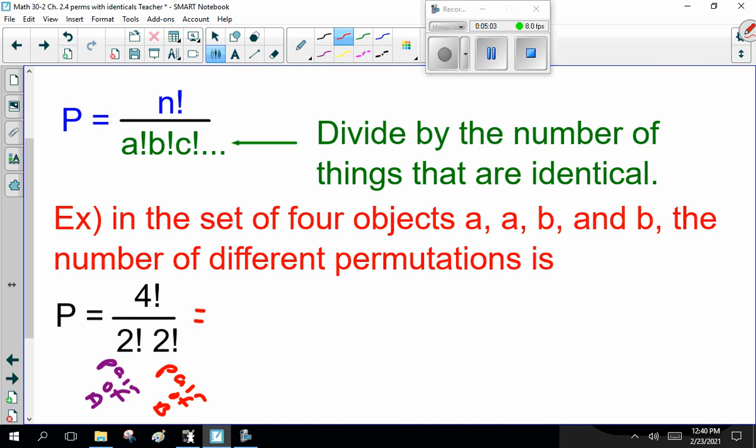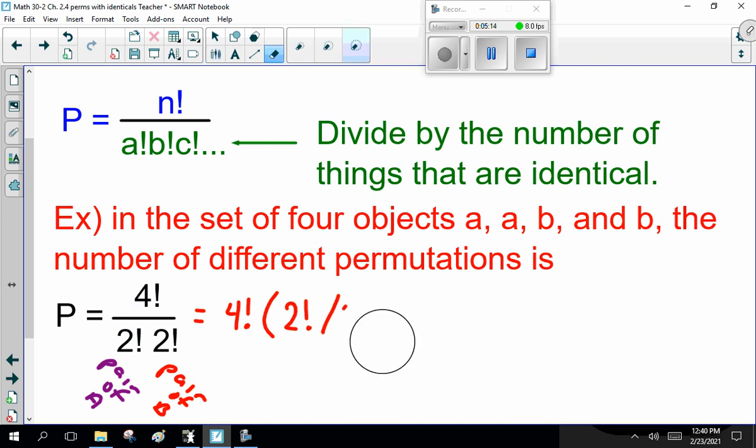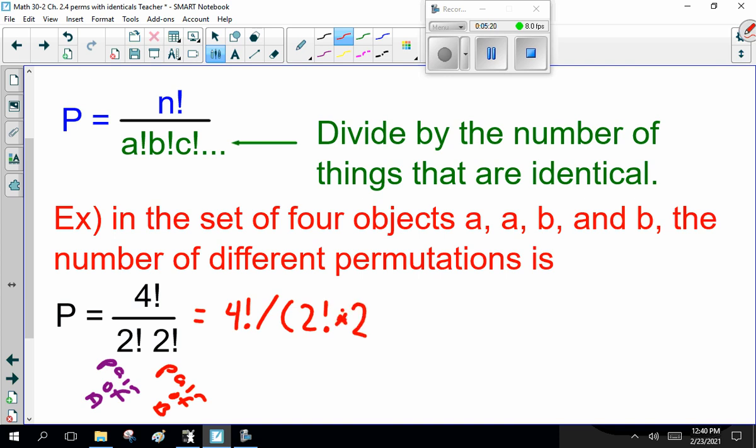Grab Mr. Calculator. Really be careful. And I do want you to grab the calculator. 4 factorial divided by bracket 2 factorial times 2 factorial, my apologies.